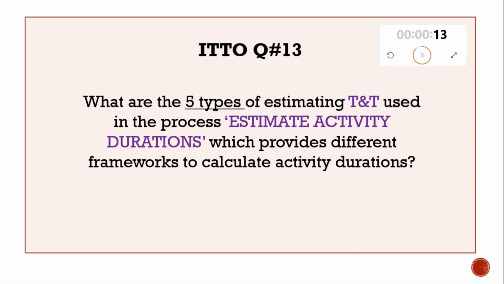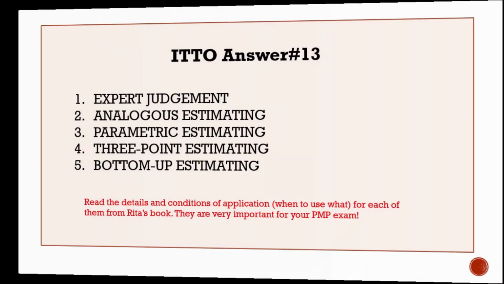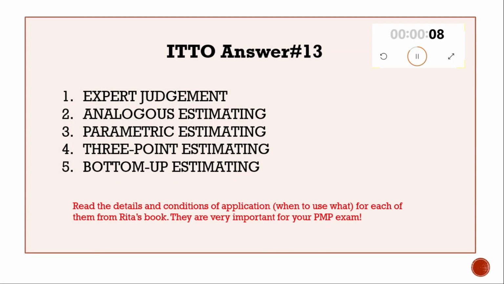ITTO question number 13. What are the 5 types of estimating tools and techniques used in the process estimate activity durations, which provides different frameworks to calculate activity durations? Expert judgment, analogous estimating, parametric estimating, 3-point estimating, and bottoms-up estimating.